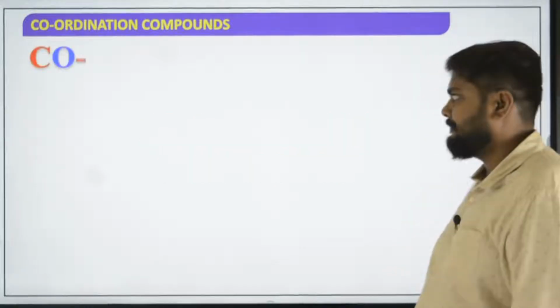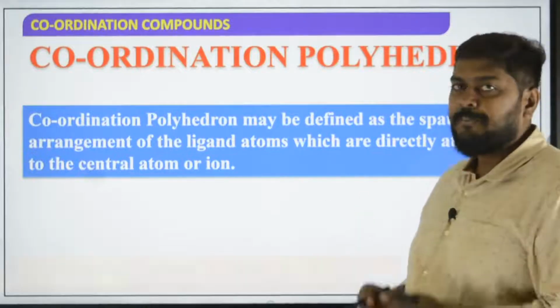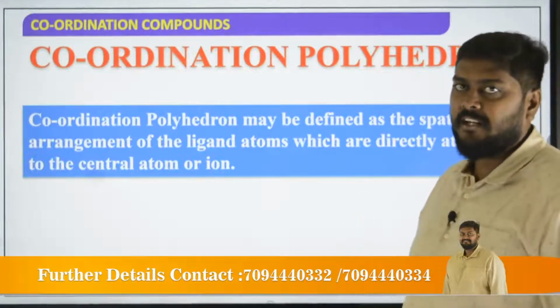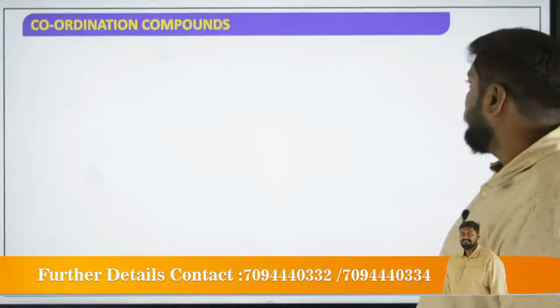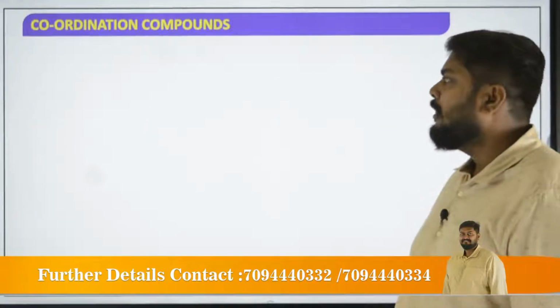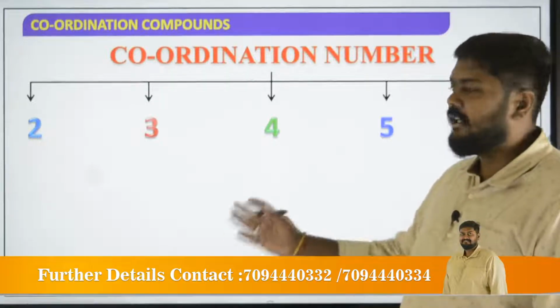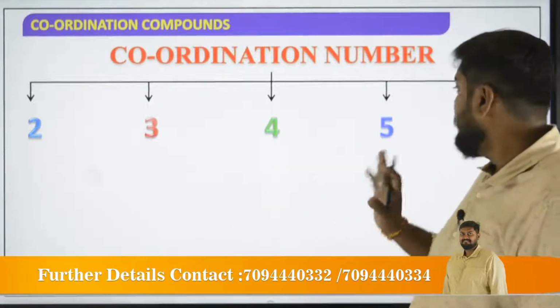Next one is coordination polyhedron. We know what a coordination polyhedron is: the spatial arrangement of ligands around the central metal atom, right? The coordination polyhedron will be classified by coordination numbers like 2, 3, 4, 5 as well as 6, right?